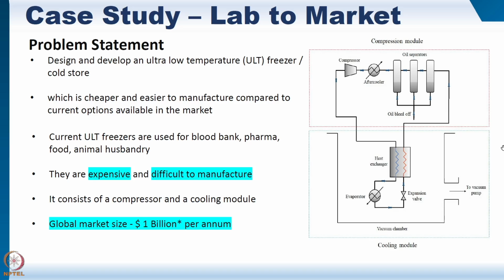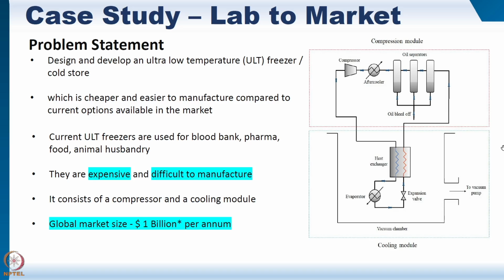So one has to understand what are the nitty-gritties of developing such product. Now what does this product consist of? It consists of two parts. It's like a domestic refrigerator basically, which has got a compressor and a storage device or a cooling module. So it has got a compressor and a cooling module, as you can see in this picture. And the global market size is very big, $1 billion per annum, and therefore there is a scope for commercial players. But understand, it's a very high tech product, and not that everybody can get into.